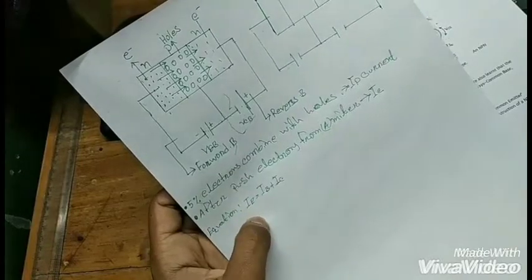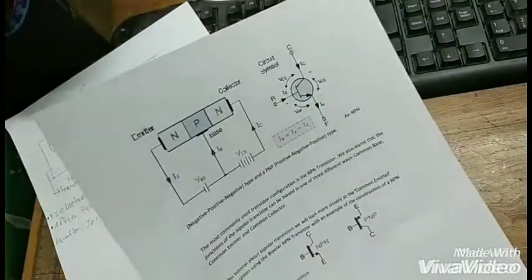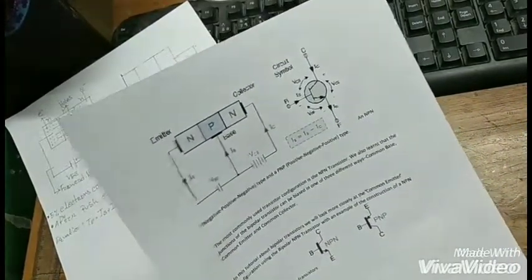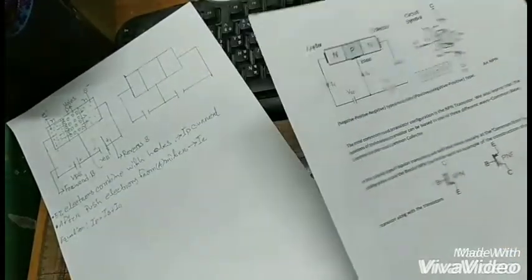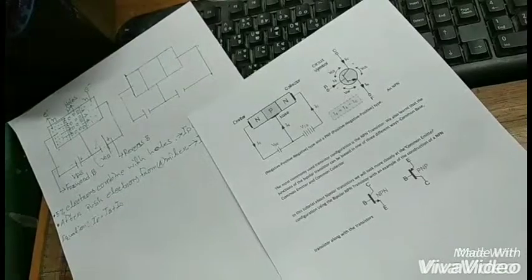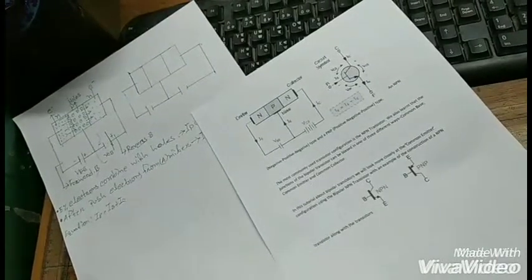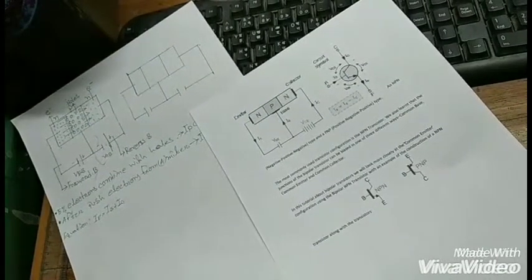The equation is IE equals IB plus IC. We can see the equation there. I printed it from the network and made it in Illustrator. The transistor is used to make radio signals and as a high speed switch.